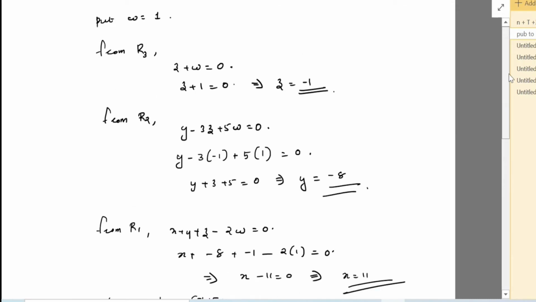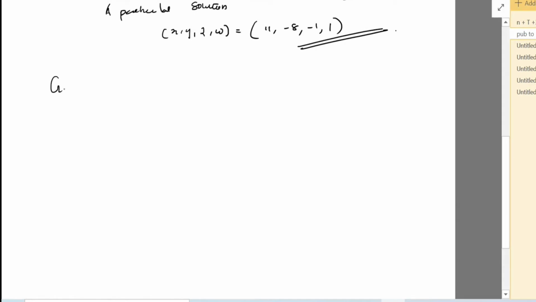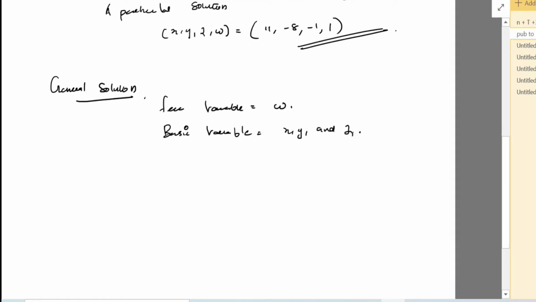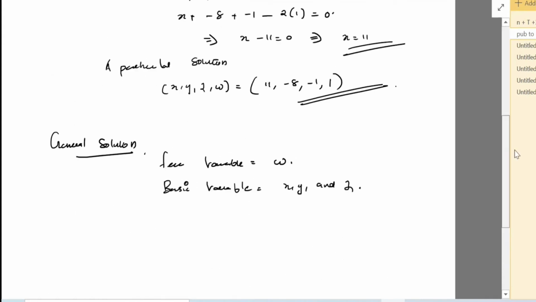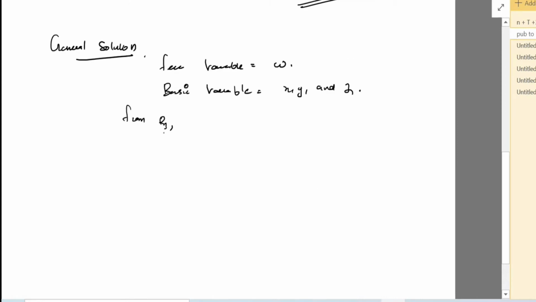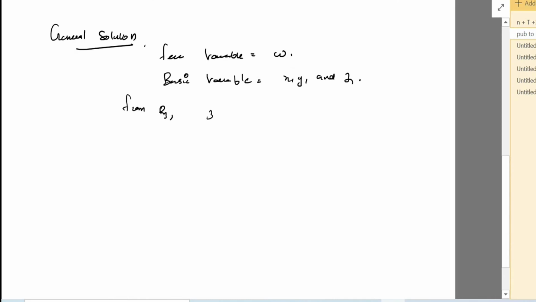Also, we can find the general solution. So how will we find the general solution? To find the general solution, we have to convert the basic variables in terms of the free variable. What are the basic variables? Sorry, the free variable is w and the basic variables are x, y and z. So we have to convert these basic variables in terms of w. So we will use the echelon form. Again, we can start from R3. What is the equation corresponding to R3? Z plus W equal to 0. So from this we can write z equal to minus w.